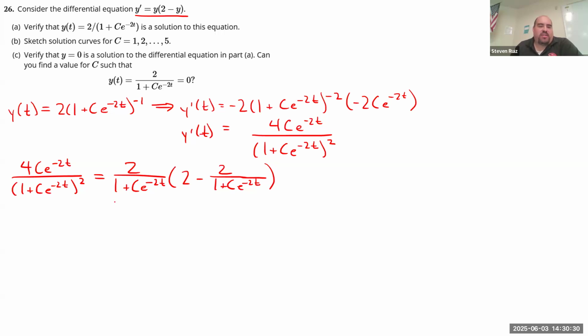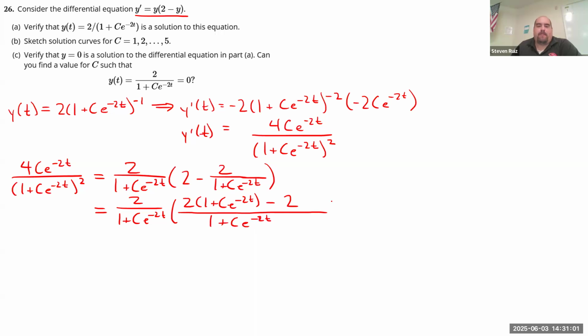We have some choices here. What I am going to elect to do is take the two terms inside the parentheses, find a common denominator, and add them together. So 2 over 1 plus c e to the negative 2t times 2 times 1 plus c e to the negative 2t, minus 2, all over 1 plus c e to the negative 2t.